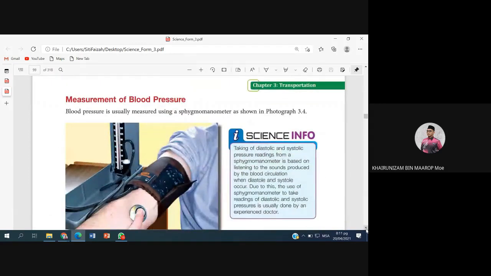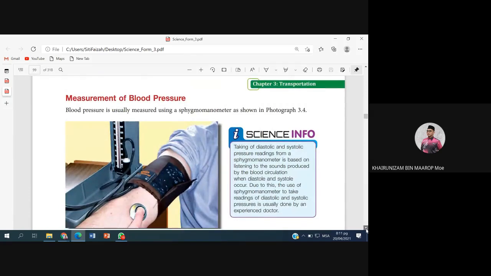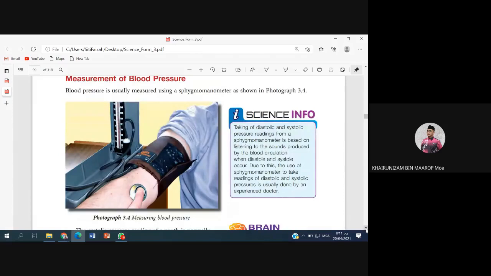So this is how to measure our blood pressure. Measurement of blood pressure: blood pressure is usually measured using a sphygmomanometer. Okay, this is a sphygmomanometer. To know the blood pressure, look at the science info here.